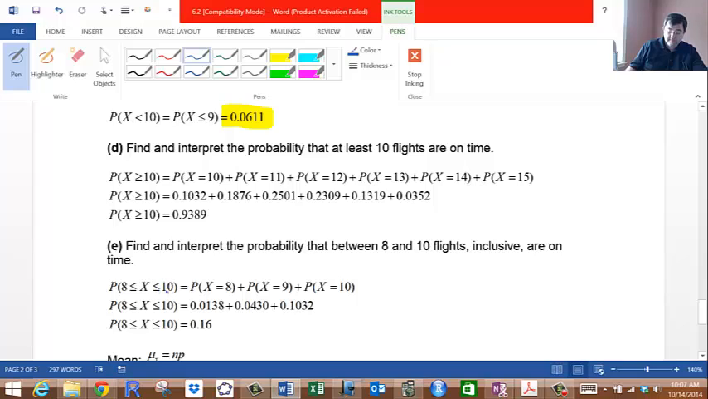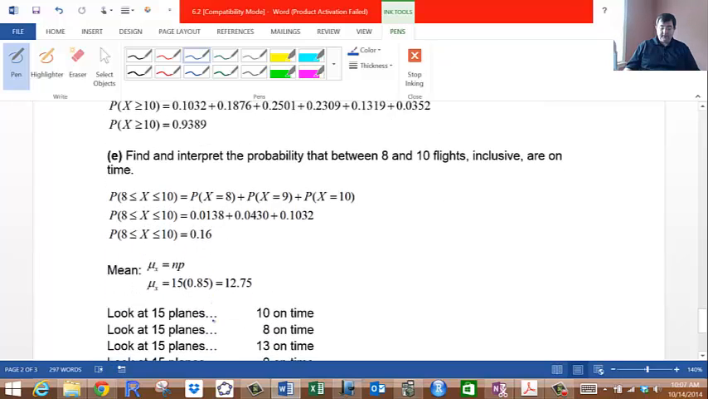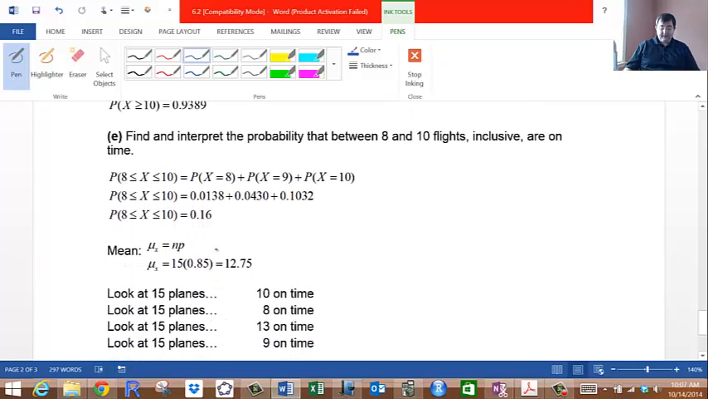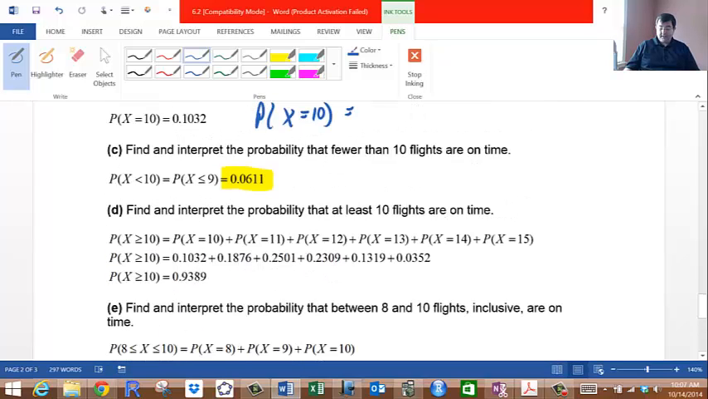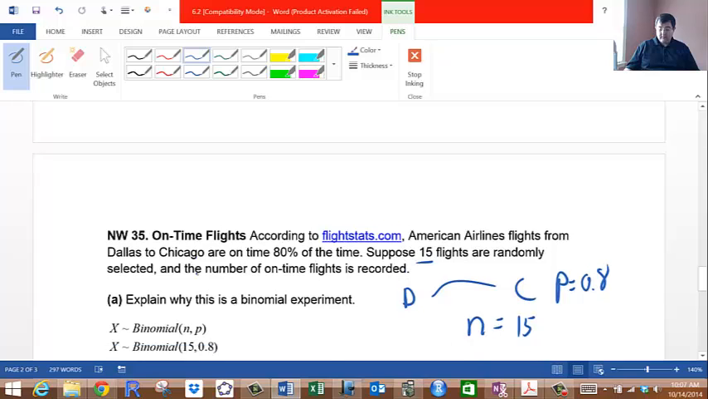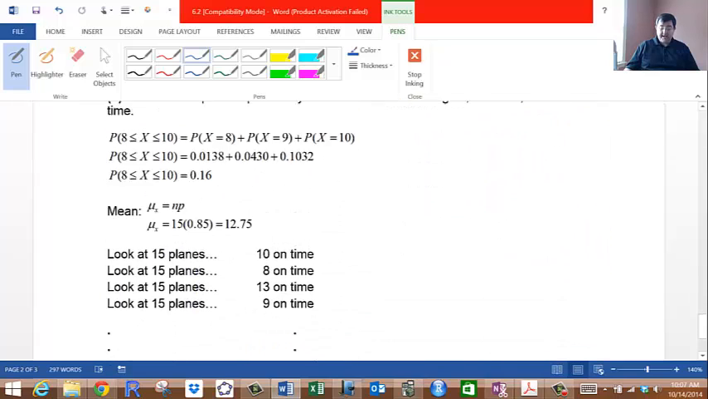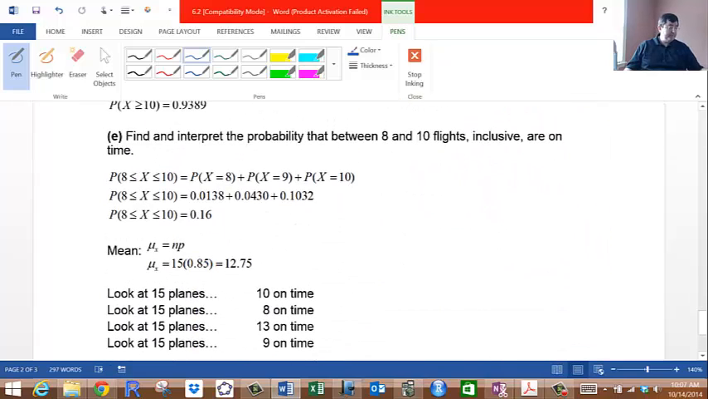So that's going to be probability of 8 plus probability of 9 plus probability of 10. And so again, we just look on our table, look up the probability where x is 8, add that, plus that, and we get that. Now the mean is n times p, and actually it's supposed to be 80 here.